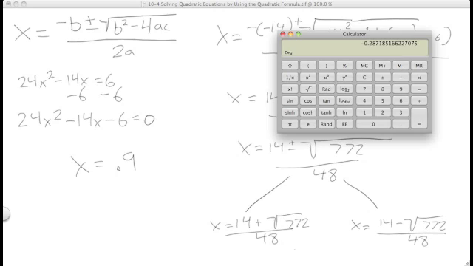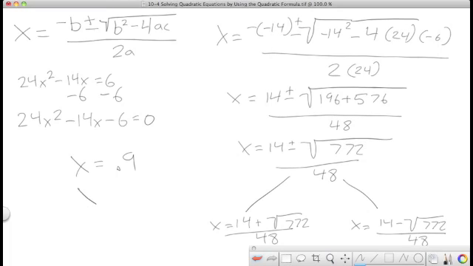And as you can see now, we have negative 0.2871, which we're going to go ahead and round to the nearest tenth again. So we're going to have x equals negative 0.3.